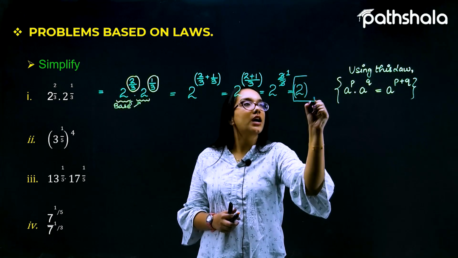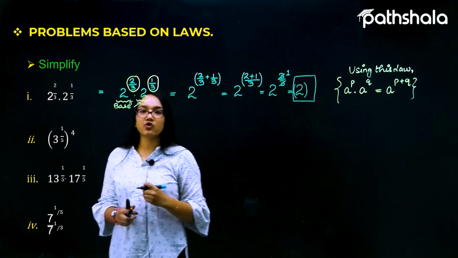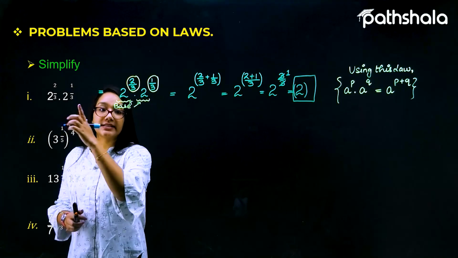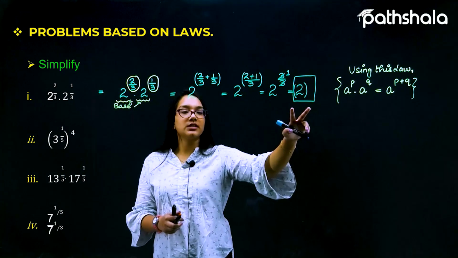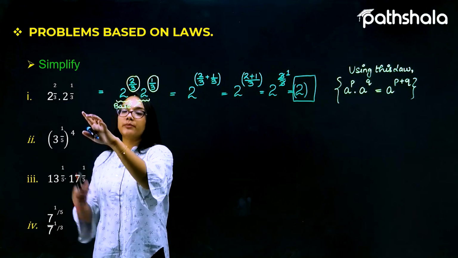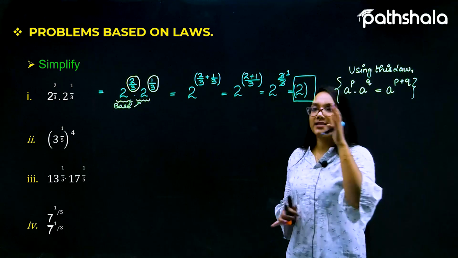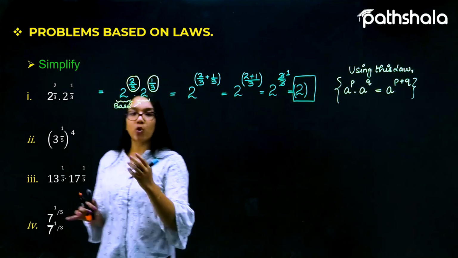So what is the answer of the very first part? That is 2 raised to the power 2 by 3 into 2 raised to the power 1 by 3. It is nothing but 2. So this is the very first answer. After solving this particular representation using this law, we get the answer as nothing but 2. So let's just move on further toward the second part.